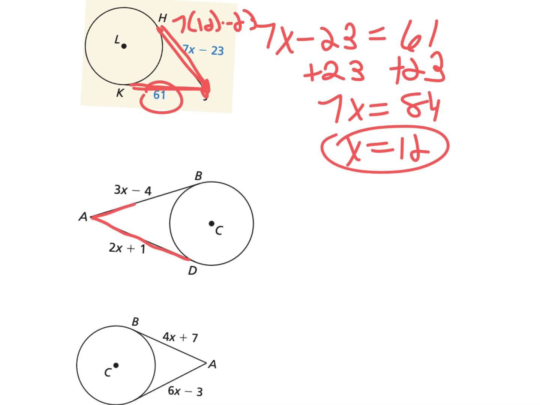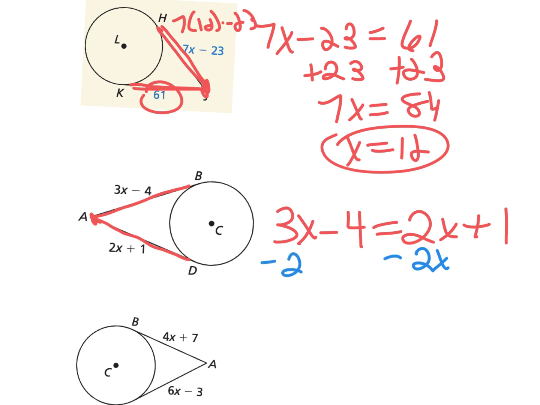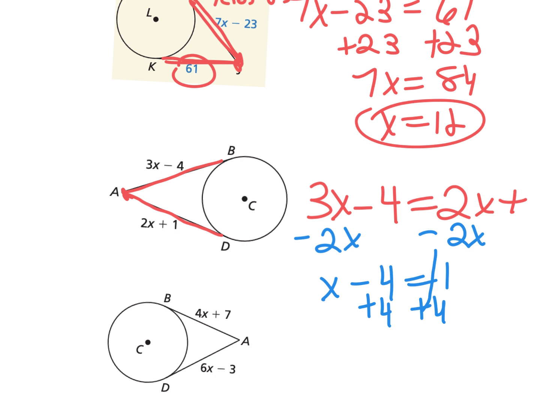Here's a tangent. Here's a tangent. They meet outside of the circle, which means our two segments are equal to each other. Again, this time we have variables on both sides, so we need to move those variables first. So let's go ahead and move our 2x over to the other side. And we get x minus 4 equals 1. If I add 4 to both sides, I get that x equals 5.